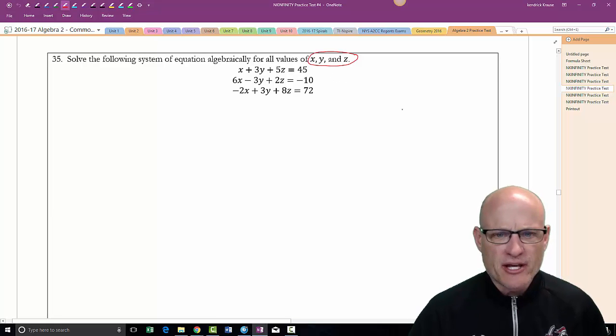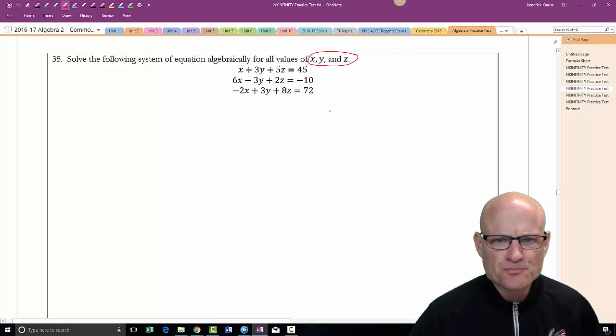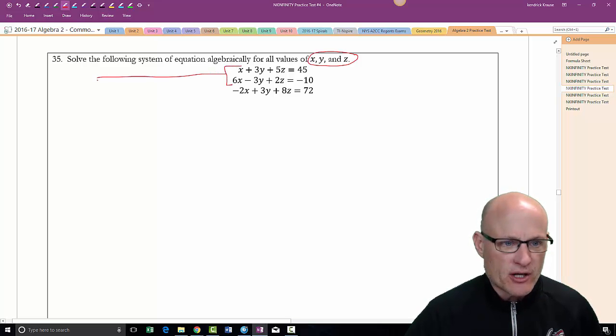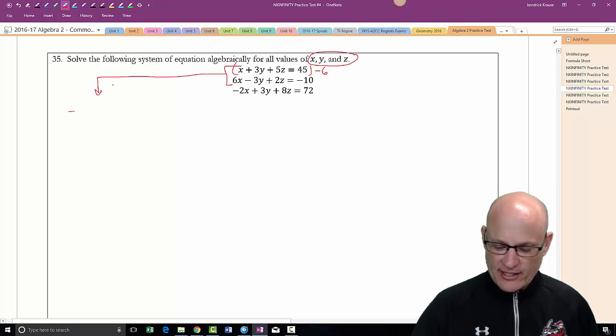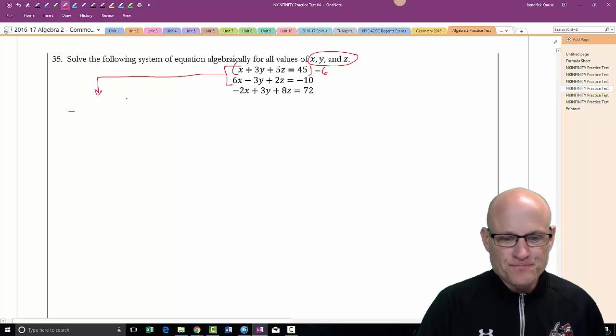All right, we got to solve these things. Ooh, this one looks pretty rough. I'm going to get rid of x's. Looks like x's are pretty good to get rid of. So I'm going to take these over here, and I want to get rid of the x's. So I'm going to multiply this first one through by negative 6. Now, when I do that, you're going to see what's going on. Oh, wait a second.